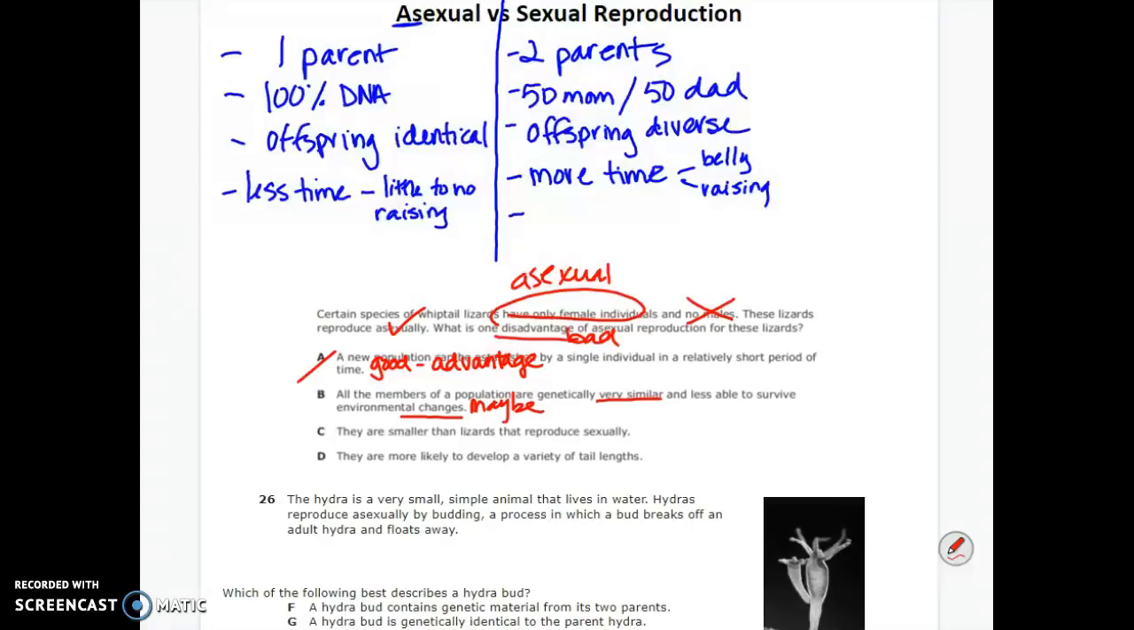They're smaller than lizards that reproduce sexually. Well, we don't know that. Nowhere in the question did it say that. So they could actually be bigger. And they're more likely to develop a variety of tail lengths. They can't develop a variety of tail lengths because they're all the same. So they're all identical. So that's wrong. So the correct answer is definitely going to be B.